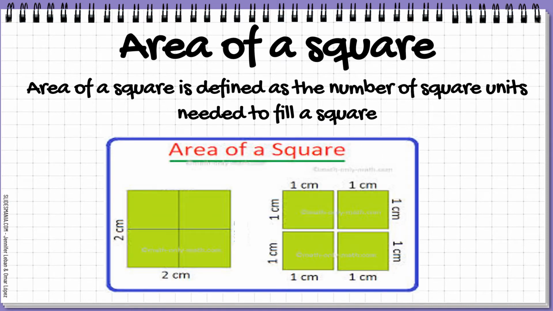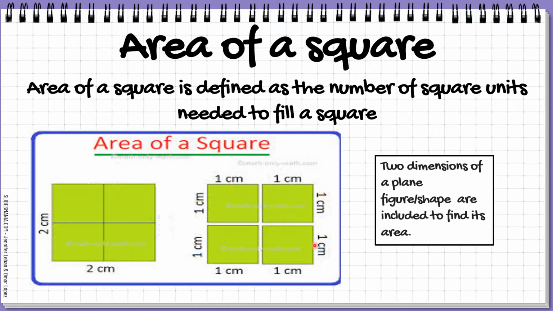So the area of a square is defined as the number of square units needed to fill a square, like we have already done. So let's say we have a square over here, which one side of the square is 2 centimeters. Since square has all equal sides, so that means all the sides are of 2 centimeters. So if we try to distribute or divide this into the small squares, I would see that I'll get 4 squares of 1 centimeter each. So that means what will be the area? Definitely we'll count 1, 2, 3, 4. So the area of this is 4 centimeters square.